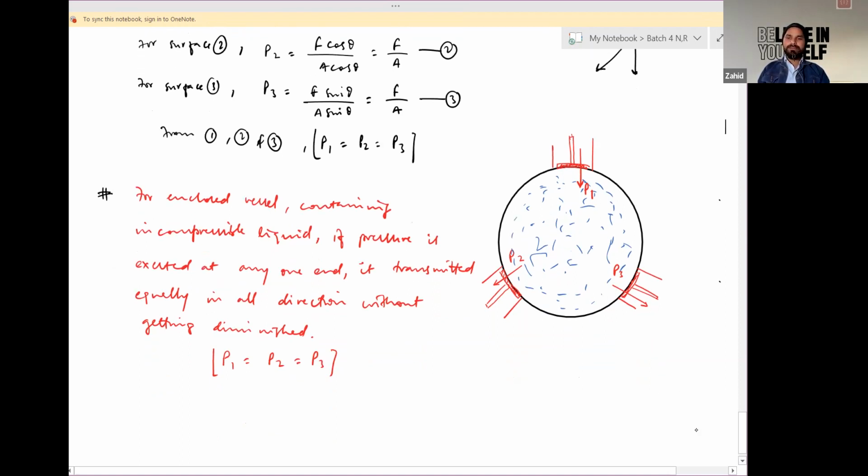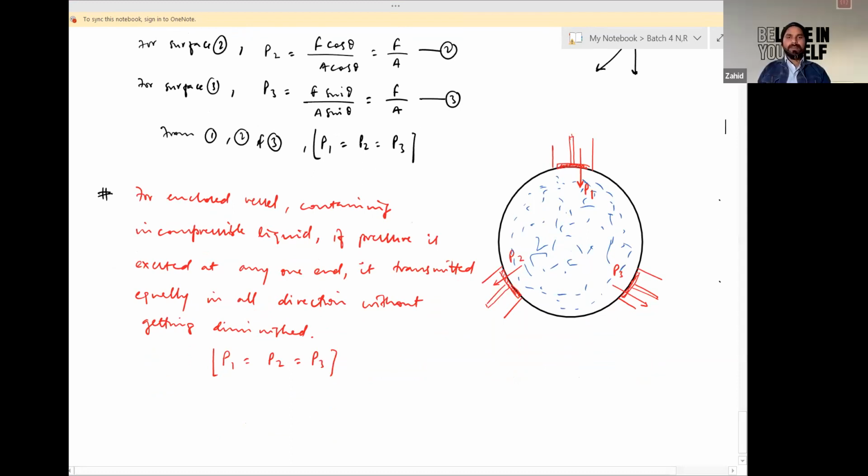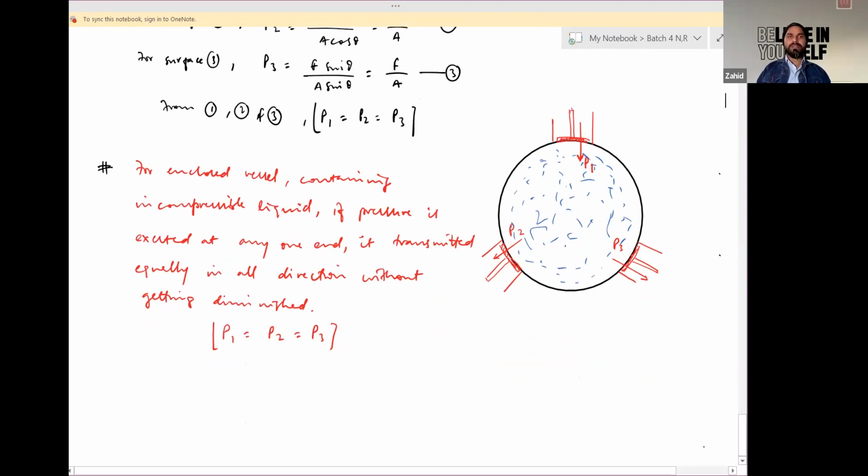Is it clear? Yes, sir. Okay. Just write it down. Then I'll define the application of this particular law.